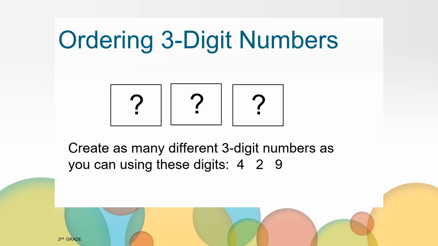Create as many different three-digit numbers as you can using these digits, 4, 2, and 9. Write down on your paper the three-digit numbers you can make by rearranging the digits 4, 2, and 9. We'll pause here to give you time to write down as many numbers as you can using these digits.